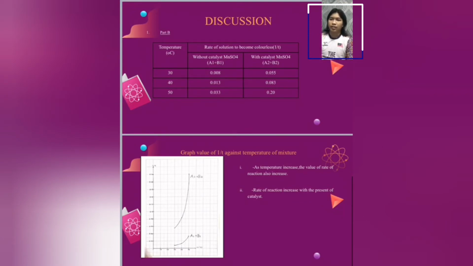Moving on, by looking at the graph, we obtain that as temperature increases, the rate of reaction also increases, and the rate of reaction increases with the presence of catalyst.